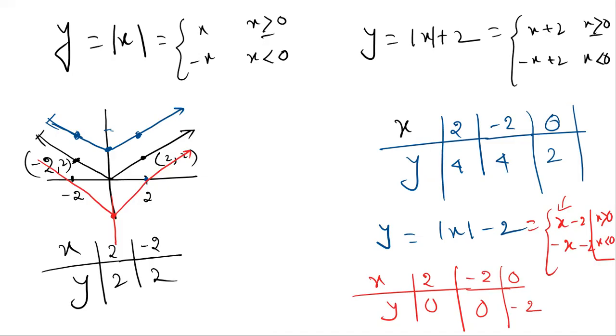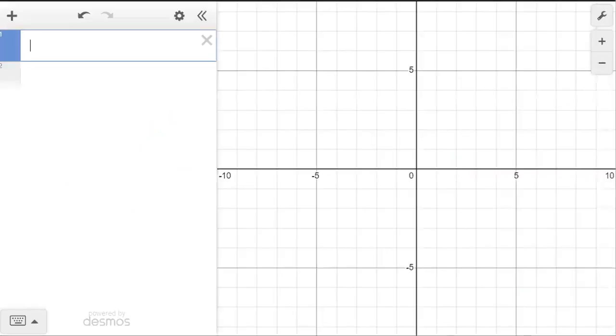So we have seen the changes. If f of x plus a, then shift upward a units, and if it is f of x minus a, shift downward a units. Now we can see some other example in Desmos so that it will be more clear. Let me consider one graph.